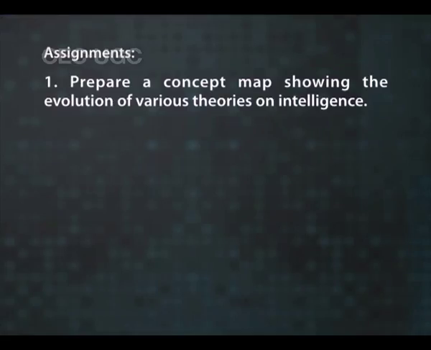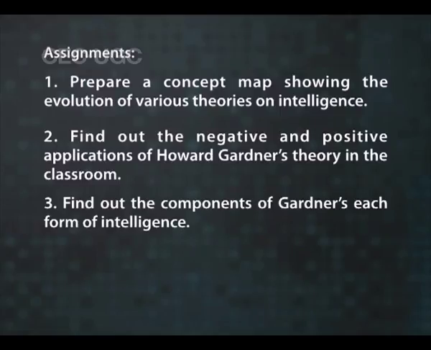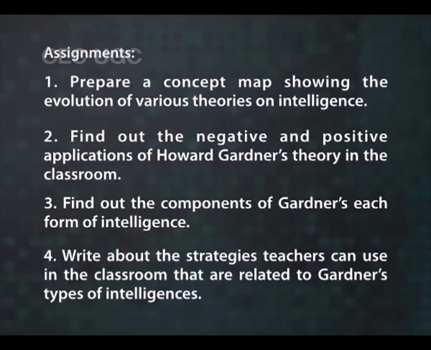Assignments. One, prepare a concept map showing the evolution of various theories on intelligence. The second one, find out the negative and positive applications of Howard Gardner's theory in the classroom. Third one, find out the components of Gardner's each form of intelligence. Fourth, write about the strategies that teachers can use in the classroom that are related to Gardner's types of intelligences.